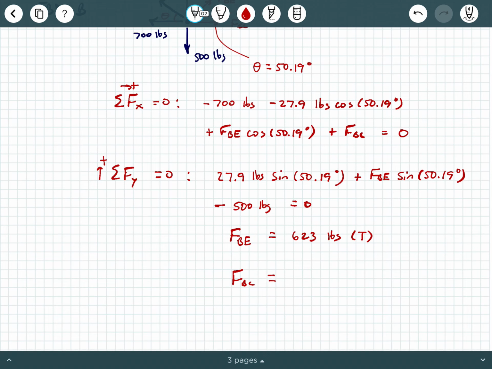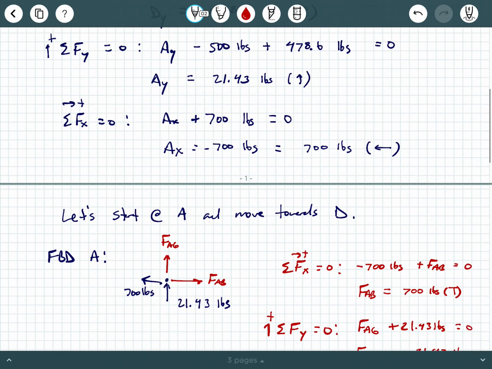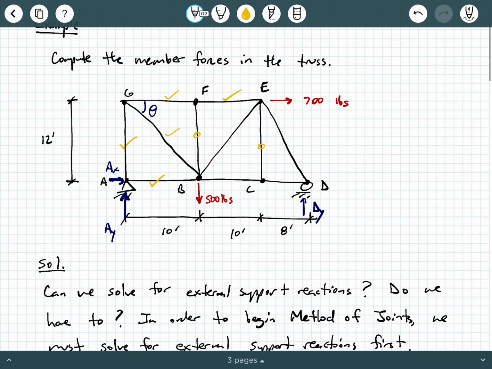We're going to take FBE times cosine 50.19, and then minus 700 minus 27.9 times the cosine 50.19. Yep, and I get 319 pounds in tension. Watch your signs when you rearrange things. So I can go ahead and put a little check mark by each of those member forces here. Check, check. And I'm almost done now.